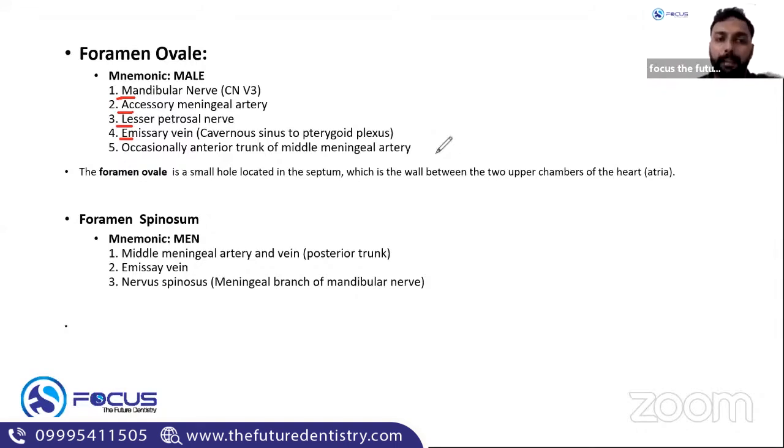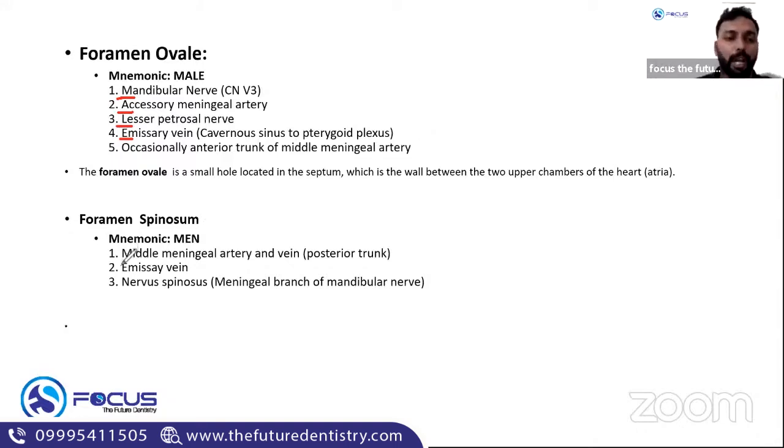So the mnemonic MALE stands for M for mandibular nerve, A for accessory meningeal artery, L for lesser petrosal nerve, E for emissary vein. So in today's class, my aim is for you to remember mandibular nerve. Mandibular nerve goes through foramen ovale. That's more than enough. Rest you can study later. Okay. After the class, if you shut down or close the window, you should at least remember that through foramen ovale, mandibular nerve is going.